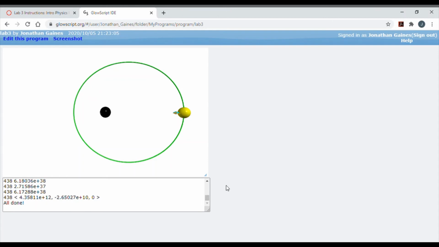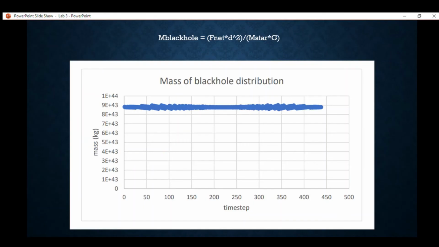Down here at the bottom, what's printing is the net force, the perpendicular force, the parallel force, and then the position vector. Using the equation for the mass of the black hole listed on the top, we can solve for the mass of the black hole at each time step. This is a graph of the calculated masses at each time step. Because we are using an iterative process, the data is not perfect and there will be slight deviations as shown here. However, the mass remains approximately close to each other.